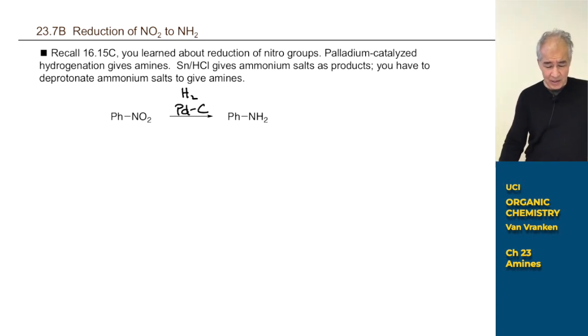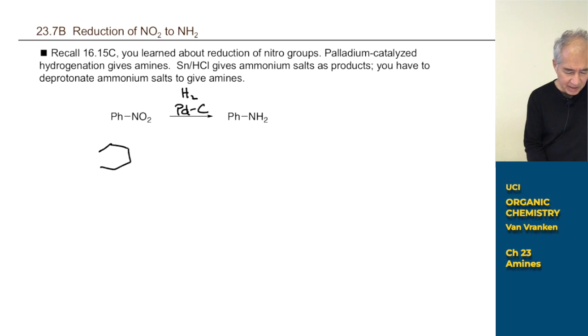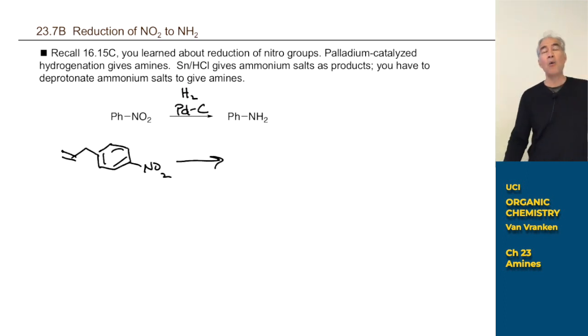Now we showed you another set of conditions for reduction of nitro groups. What if you have an alkene somewhere else in your molecule and you don't want it to be hydrogenated? Well, then you'd want a set of conditions that can't hydrogenate or do anything else. Let me show you another set of conditions. Let's suppose we had a benzene ring that had some sort of an alkene on there, and it had a nitro group on there, and we want to reduce the nitro group without hydrogenating the alkene. Now what are you going to do?